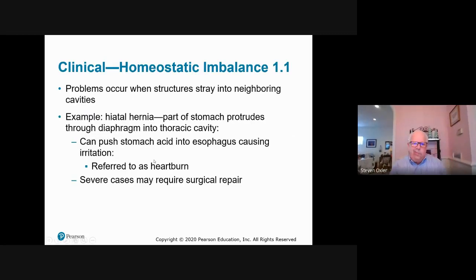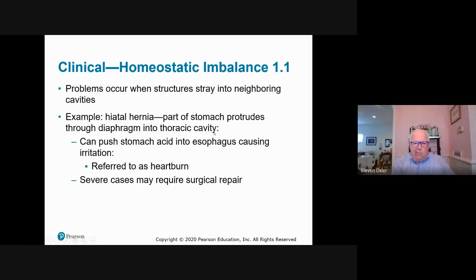Why are these cavities important? Well, these cavities are important because when you have disease or a disorder, things become a problem. If part of your stomach protrudes into your diaphragm and goes into your thoracic cavity, that's a problem. And that is called the hiatal hernia. The stomach pushes through a hole in the diaphragm and ends up in your thoracic cavity. Your stomach should be in your abdominal cavity, not in your thoracic cavity.